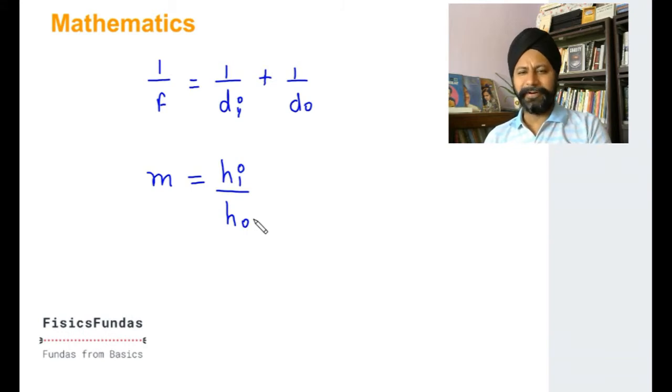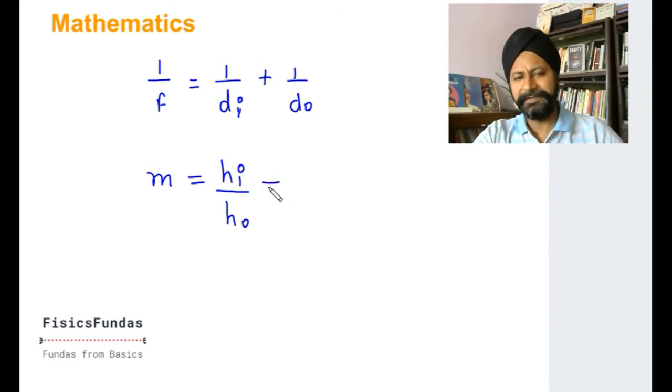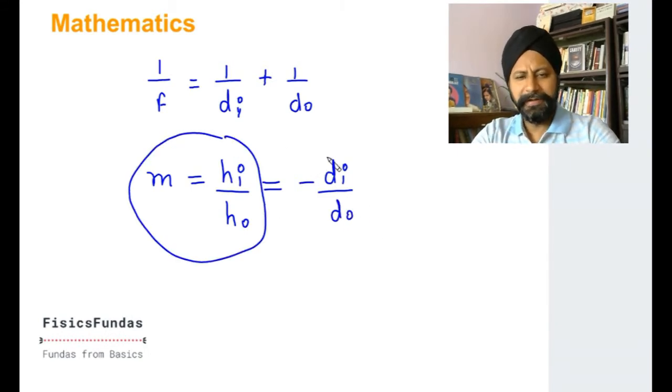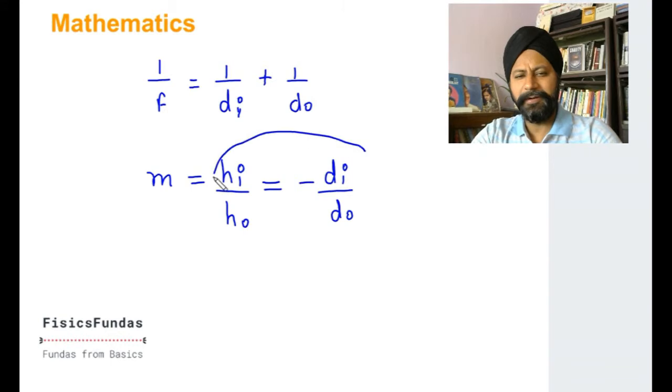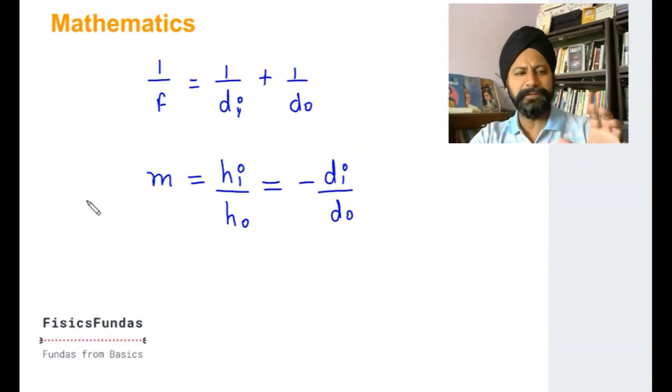But it turns out, when you do some analysis with those, and it's all mathematics, that's not even physics, you can do that, it's very easy, that turns out to be equal to negative of distance of image by distance of object. So this is the definition, but mathematically that also turns out to be this. And we'll do some questions, and we'll see how we can use this.